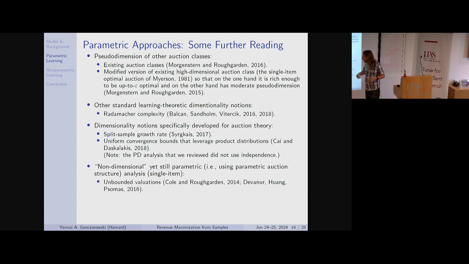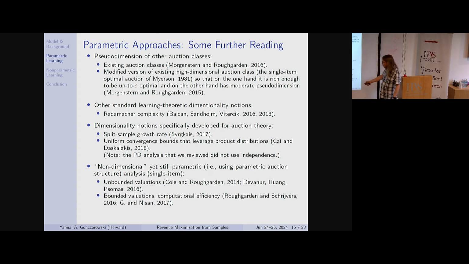There is also non-dimensional analysis. You don't use any dimension. You do things more manually, but still parametric in the sense that you assume structure for the auctions you maximize over. Specifically for the single item case, you assume something related to Myerson's auction. There is also unbounded valuations. That's a whole different literature I'm not going to talk about. There are specific problems there. You need some tail assumptions. Otherwise, there's some very, very high price with very, very tiny probability that you're going to miss regardless of how many samples you take. So this is its own literature. You can talk about bounded valuations.